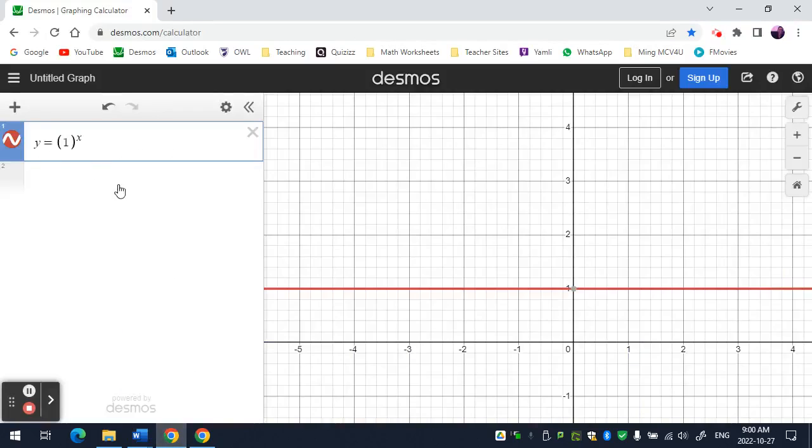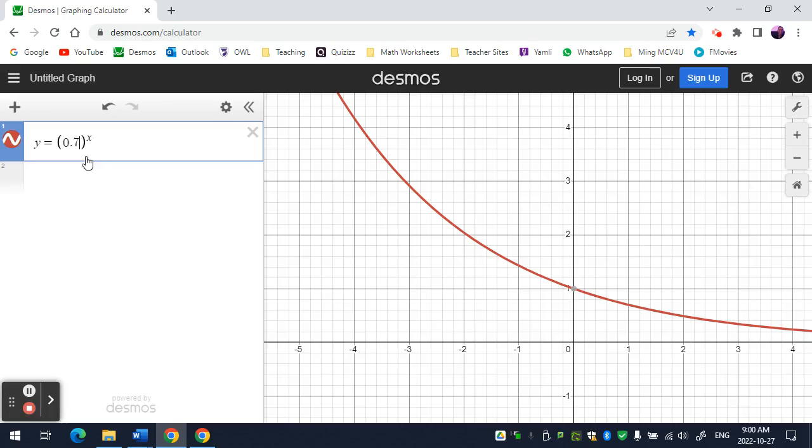Again, let's prove it. Give me any value between 0 and 1. But it can't be 0 and it can't be 1, because we just proved 0 and 1 give you straight lines. Between 0 and 1, so it has to be a positive small decimal. 0.7. Okay, everyone look. What did I generate? Is this increasing or decreasing?